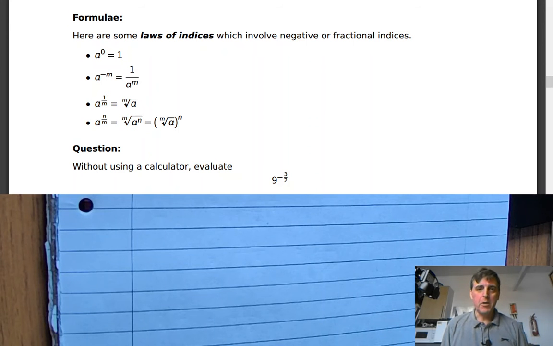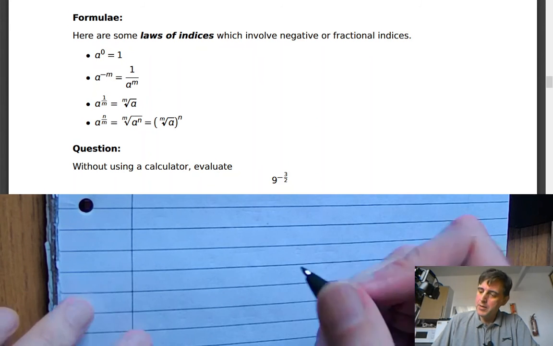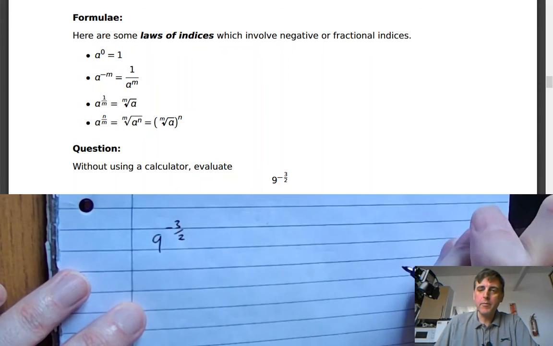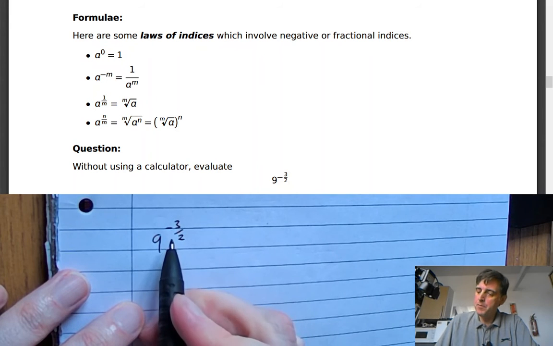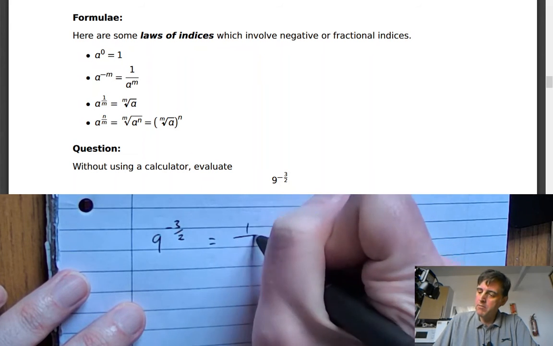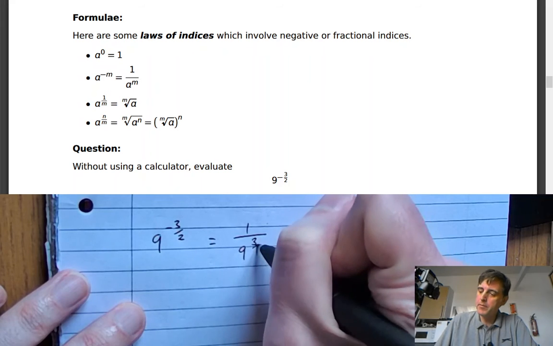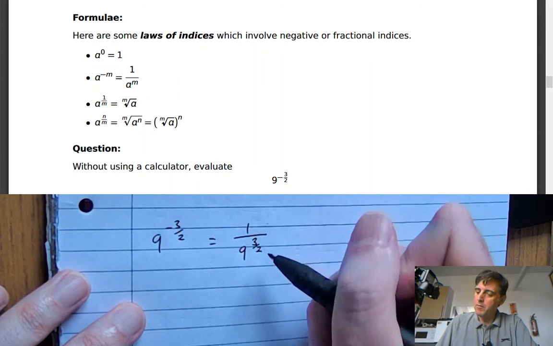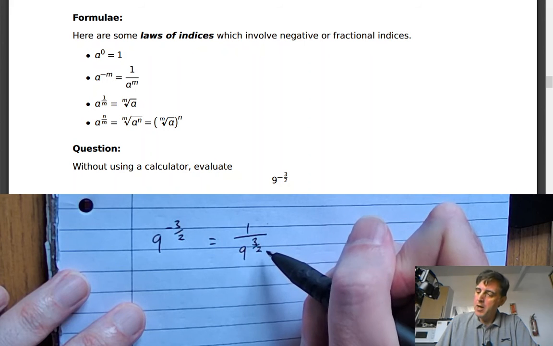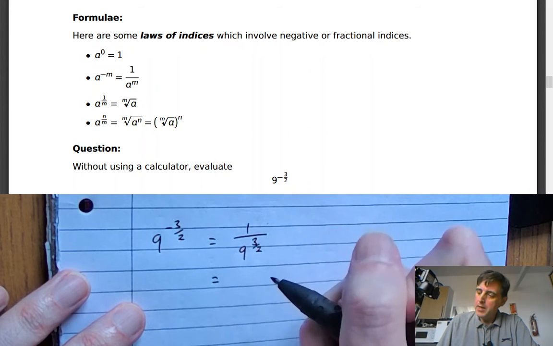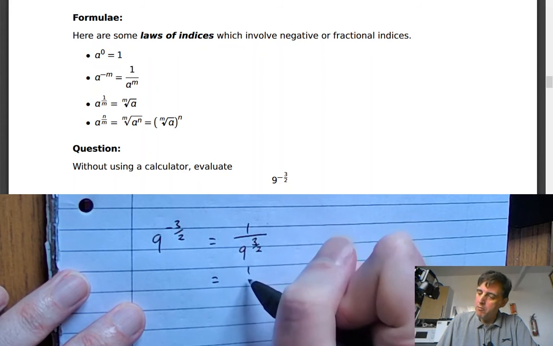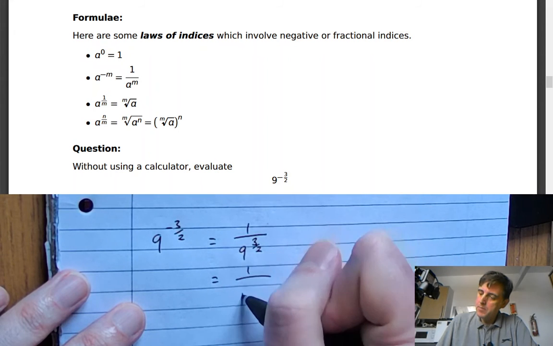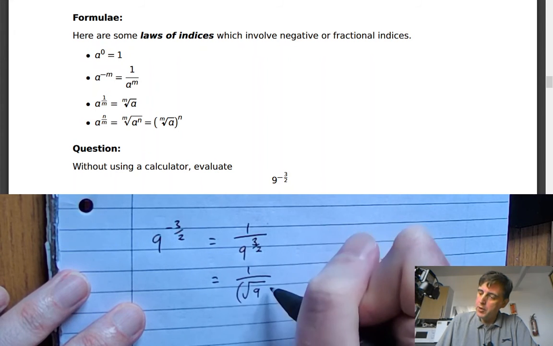Okay, let's see how we get on with this one. Do you agree with this? 9 to the power of minus 3 over 2. Dealing with the negative in the power, that becomes 1 over 9 to the 3 over 2. And then using that fourth rule on the screen there, we can deal with the power 3 over 2 here. Now one way of saying that is that we're going to have 1 over, the 9 is going to be in a square root, and then of course we're going to cube the whole thing.